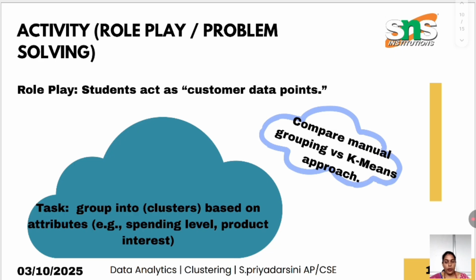Was that easy to do manually? Think of 100 students in a class. I'm asking you to cluster among yourselves based on these two criteria. It is possible for you all to discuss among yourselves regarding spending level or product interest, but is that possible to do manually? Probably it is not possible. This comparison shows exactly why we need an automated approach like the k-means algorithm.